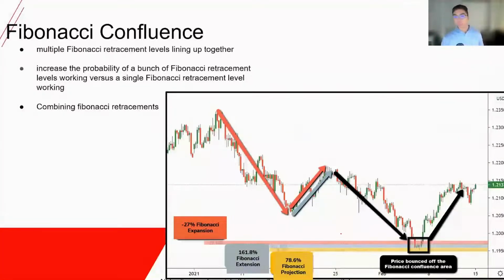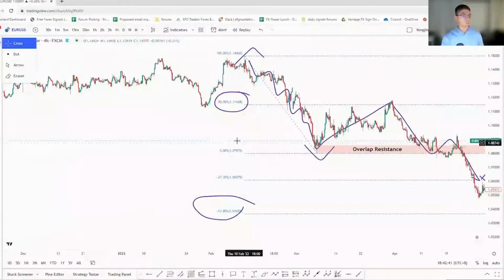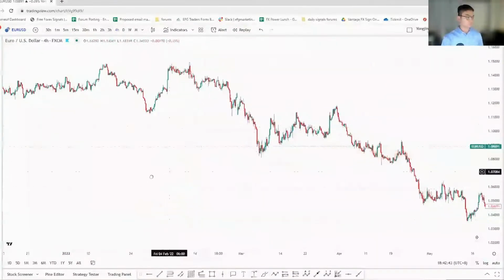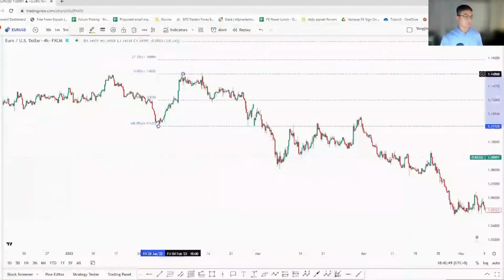I'm just showing a very, very quick example. The negative 27.2% Fibonacci expansion is in line with the 161.8% Fibonacci extension, in line with the 78.6% Fibonacci projection. So with the confluence of these levels, price just bounced right back up. Maybe I can show an example on the live chart. So let's take a look. I'll try to find one which is nice, to see why price bounced right off that area.